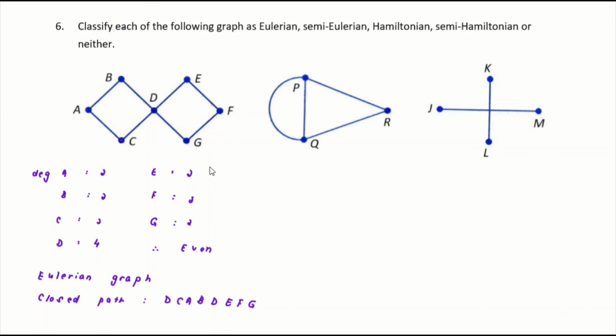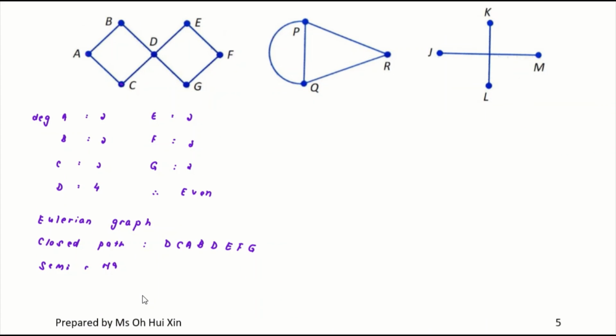So which means the more accurate one that you can do is just a semi-Hamiltonian. Okay, so it's a Eulerian graph and it's also a semi-Hamiltonian graph. Then we can try to write down our path as well. Okay, so this is an open path. Oops, sorry, this should be a closed trail. Apologize for that. Okay, so this is open path.